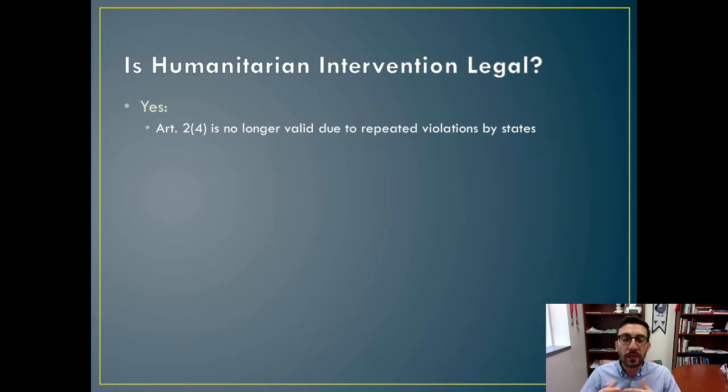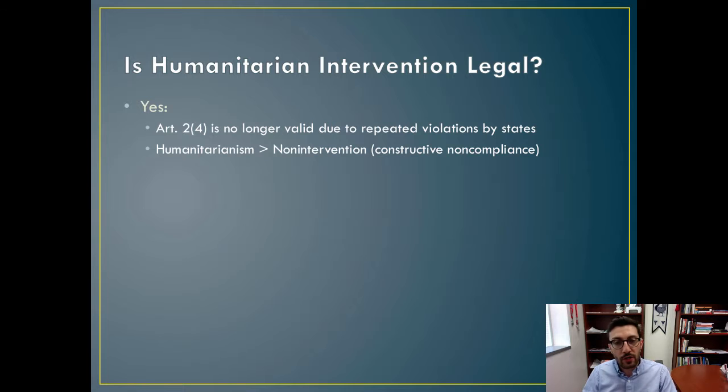These are questions that are not completely settled by international legal scholarship, but there can be an argument made that, in fact, if we recognize that countries are no longer following something, they're persistently objecting to it, if you will, then it might no longer be valid international law. And in this situation, we have seen an increasing prominence of humanitarianism more than the component of sovereignty known as non-intervention.